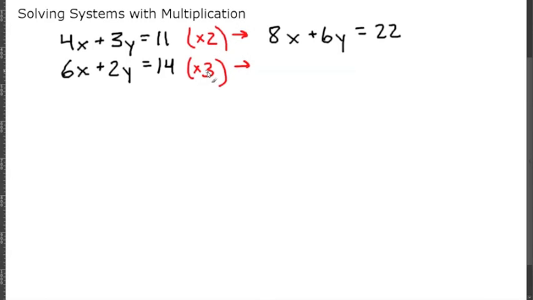We can go ahead, instead of multiplying the bottom by positive 3, if we multiply it by a negative 3, that will give us a negative 6y, and we can just add the equations together. So let's try doing that. Negative 3 times 6 will give us a negative 18x. Negative 3 times 2y will give us a negative 6y. And negative 3 times 14 will give us a negative 42. So now, let's add these two equations together.